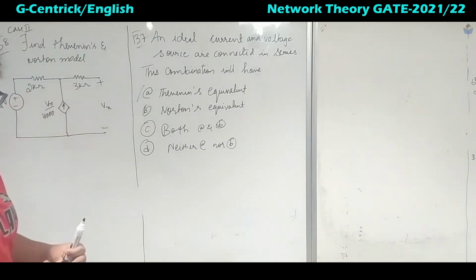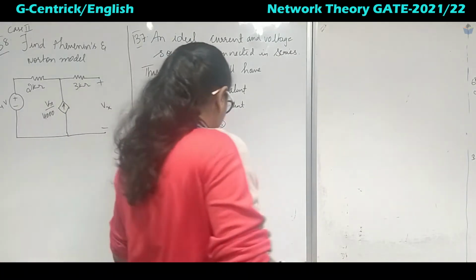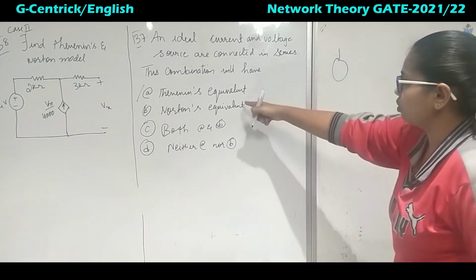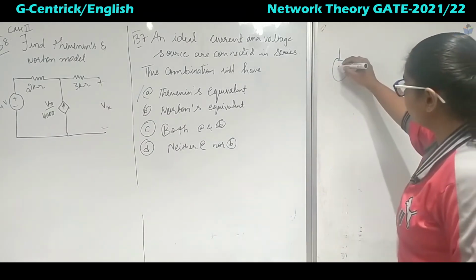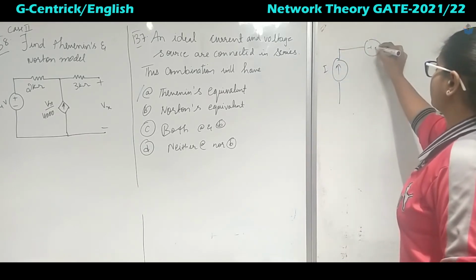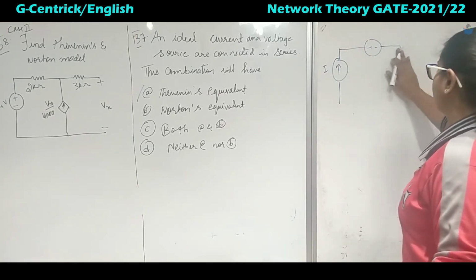In this case I will write it as series. Now I will take the first case to find if it's valid for Thevenin. This is a current source, this is a voltage source.